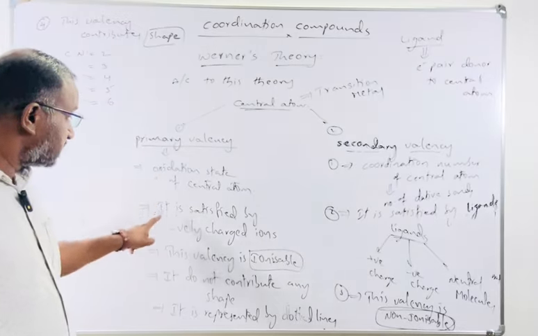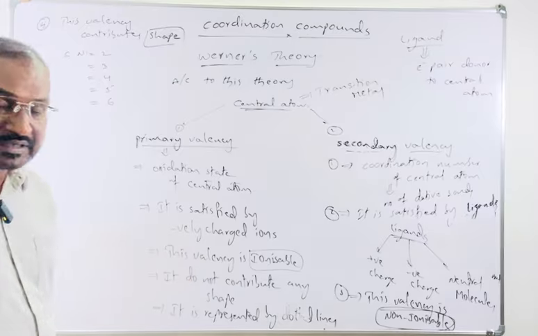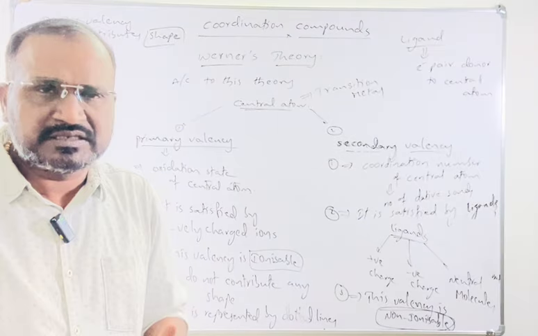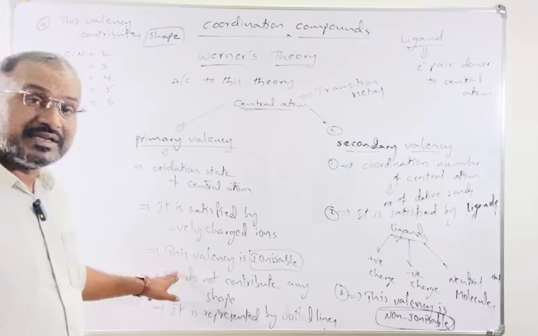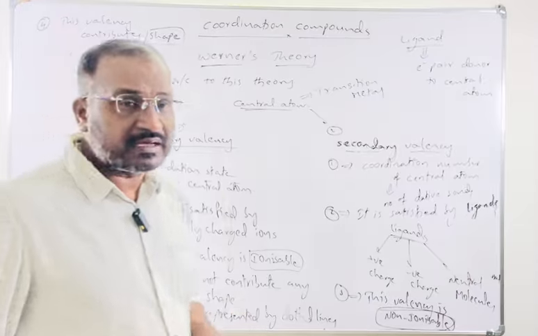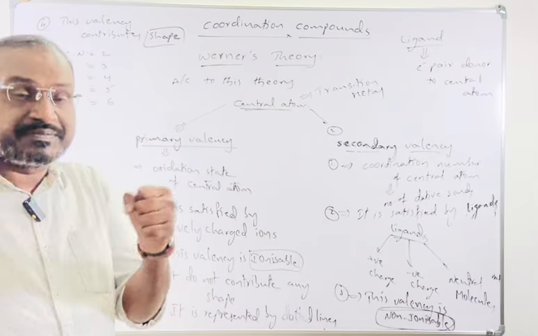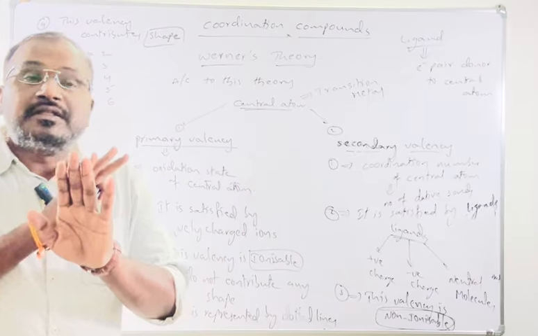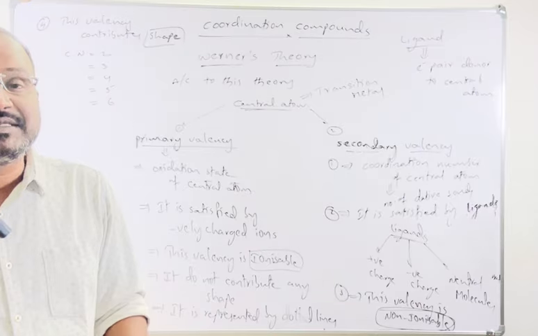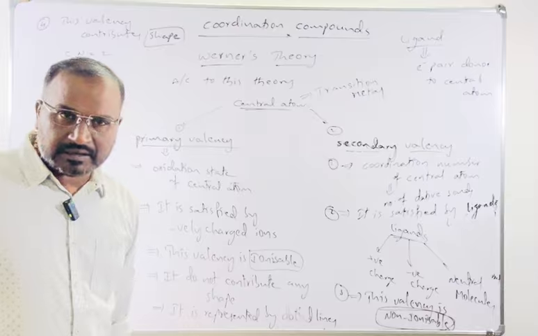The primary valency is a positively charged valency. That's why it is satisfied by negatively charged ions, and this valency is ionizable because it is satisfied by ions. Generally ions are ionizable, so here it is ionizable. Now, it does not contribute any shape. Why? Because oppositely charged ions may attract each other from any direction. There is no directionality for this bond. That's why these do not contribute. Primary valency never contributes any shape for the complex, and these are represented by dotted lines.